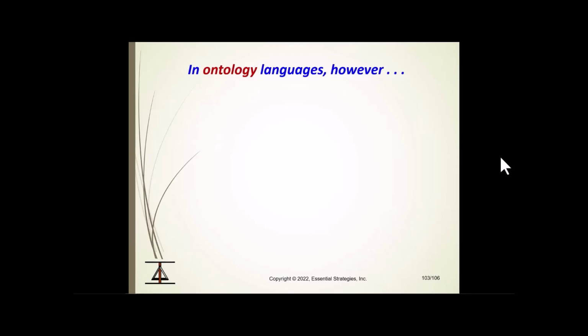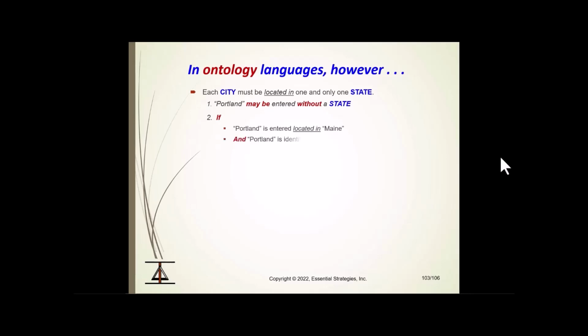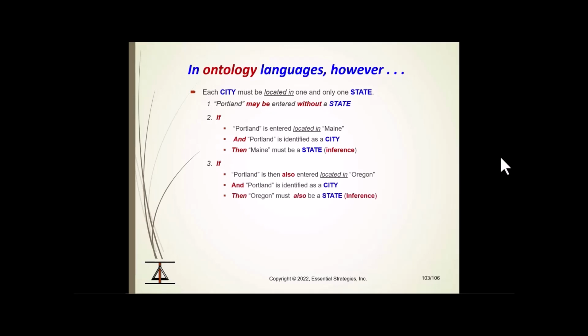Ontology languages, on the other hand, can start with the same source assertion. Each city must be located in one and only one state. Now, Portland may be entered without a state. On the other hand, if Portland is entered as being located in Maine, and Portland is identified as a city, then by implication, Maine must be a state. If, on the other hand, Portland is also entered as being located in Oregon, and Portland is identified as a city, then Oregon must also be a state by inference. Now, at this point, the inference engine takes off and says there's a problem here. Either Oregon and Maine must be the same state, or Portland and Oregon and Portland and Maine must be different cities.